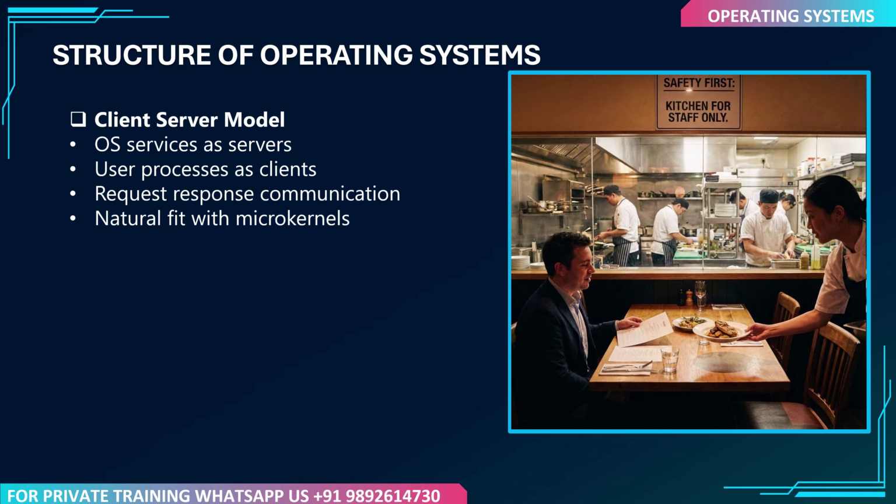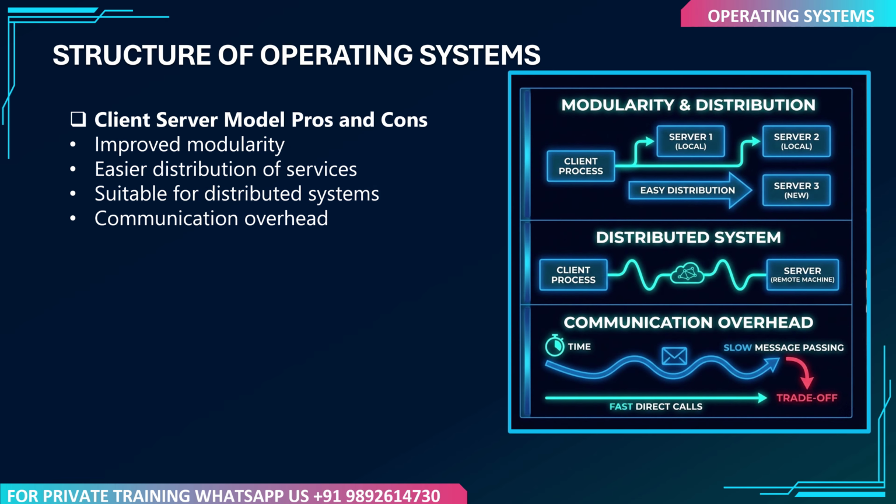Think of a restaurant. You are the client. The kitchen staff are servers. You do not go into the kitchen yourself. You place an order, and the kitchen prepares the food and sends it back to you. This separation makes the system more organized and safer. The client-server model improves modularity and makes it easier to distribute services.